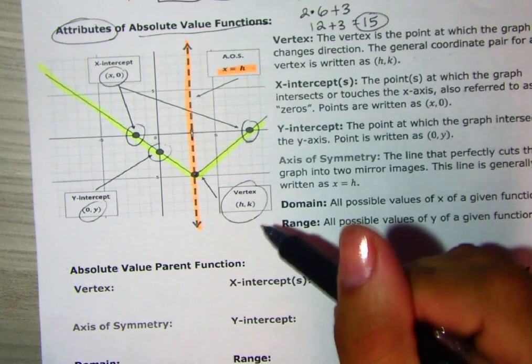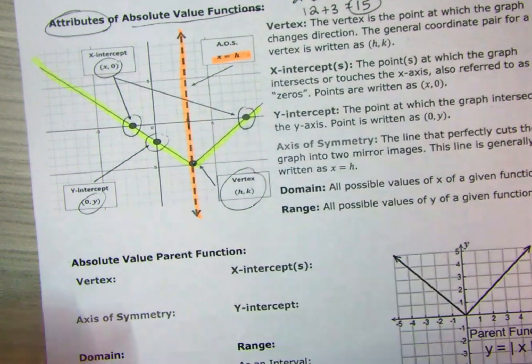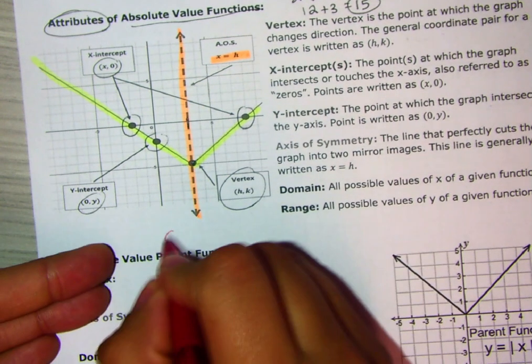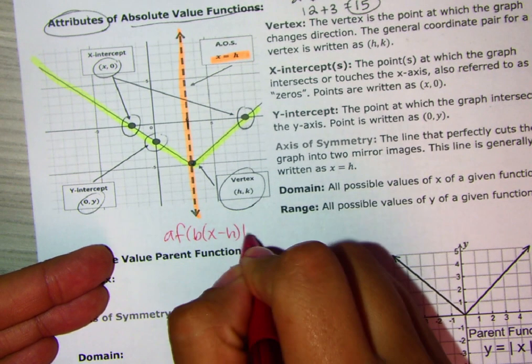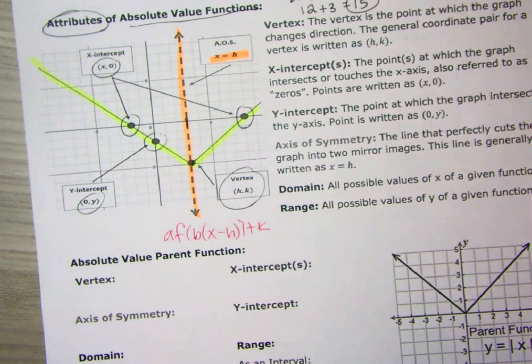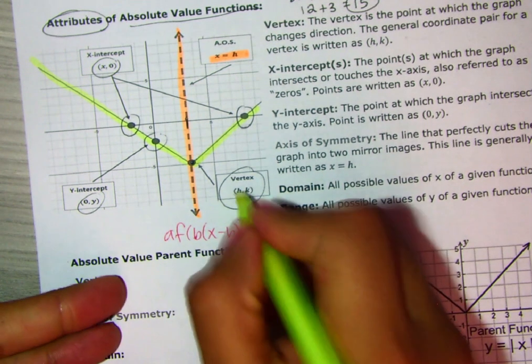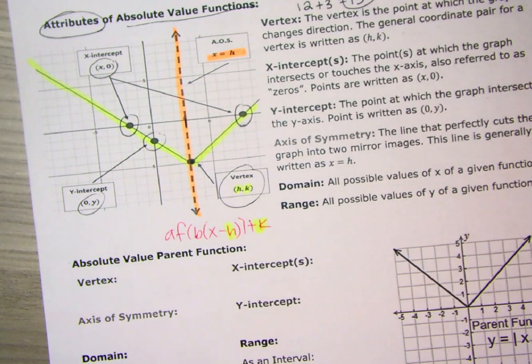And this is written h comma k on purpose because the template for transformations, if you recall, was a f of b times x minus h plus k. That h and k right here are the h and k on your transformations template.